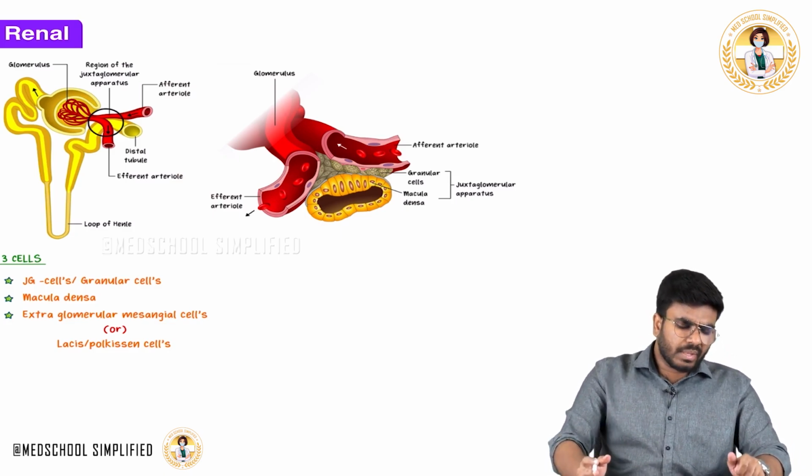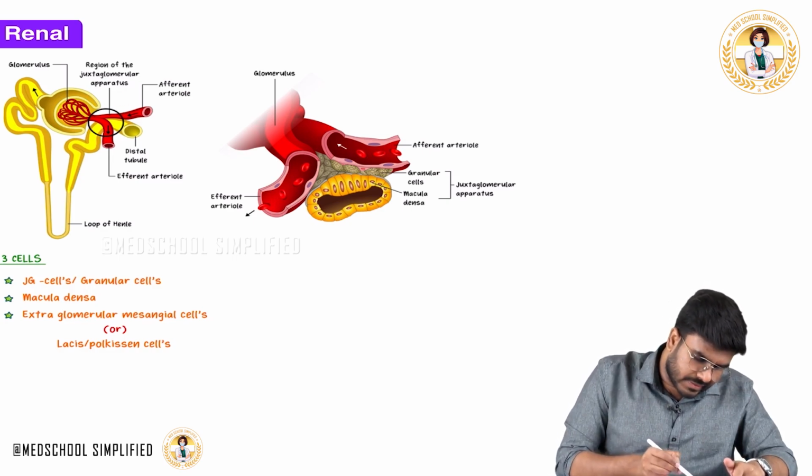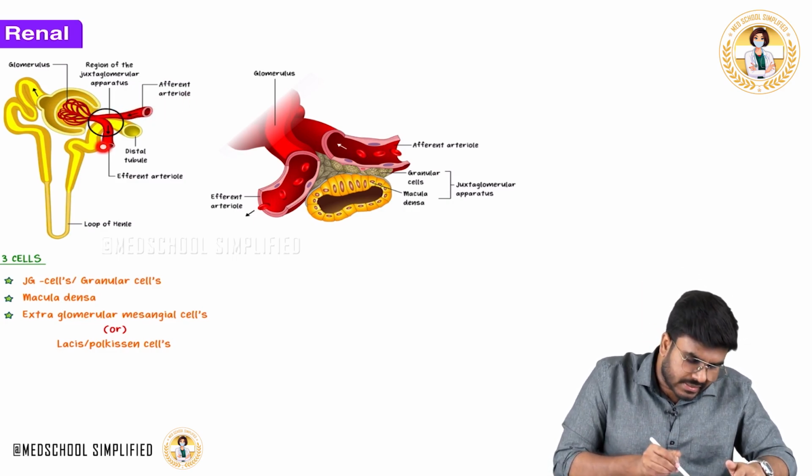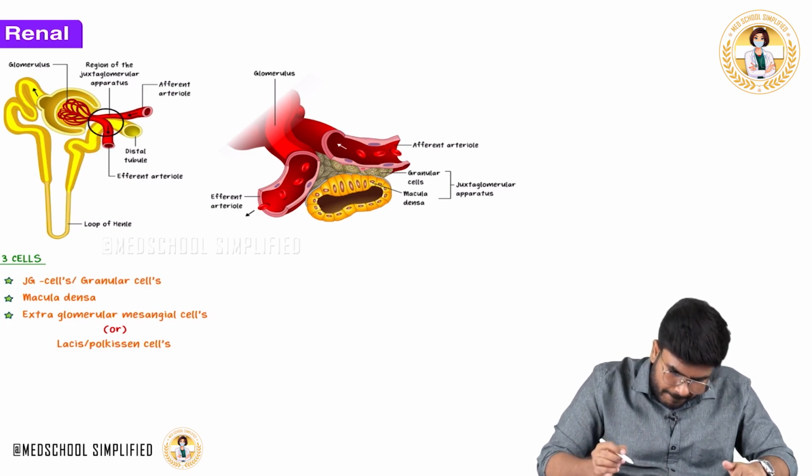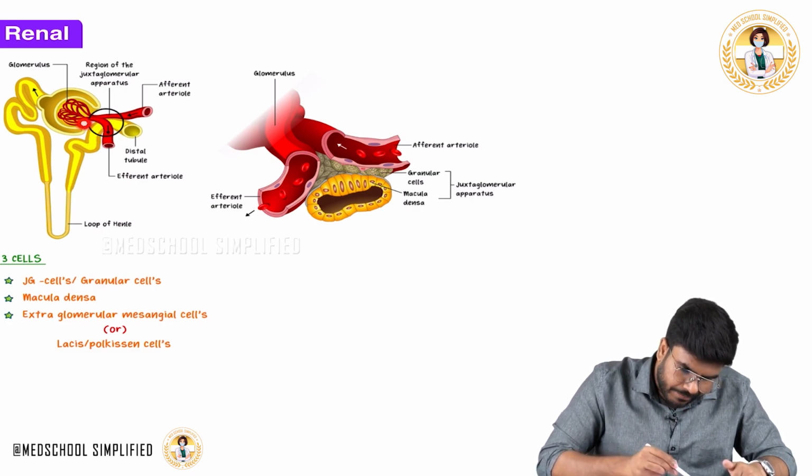So please concentrate on this area. Okay, this is the afferent arteriole which is taking the blood to the glomerulus. Here is the glomerulus. This is the afferent arteriole which is taking the blood into the glomerular capillaries. And this is the efferent arteriole. Okay, now see here, I am zooming up this area. See, this is the afferent arteriole.